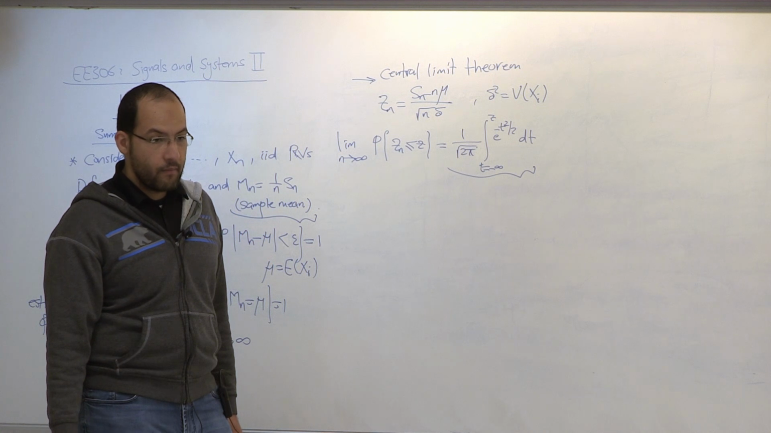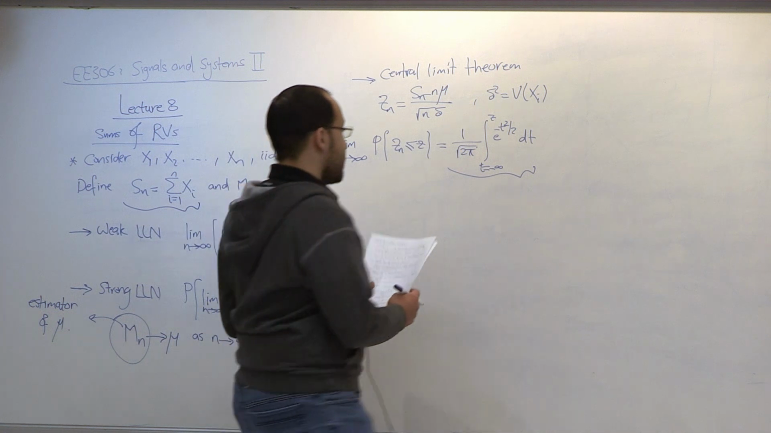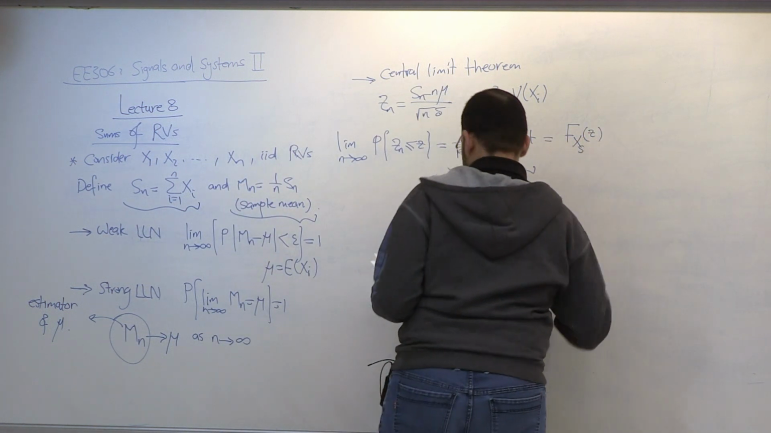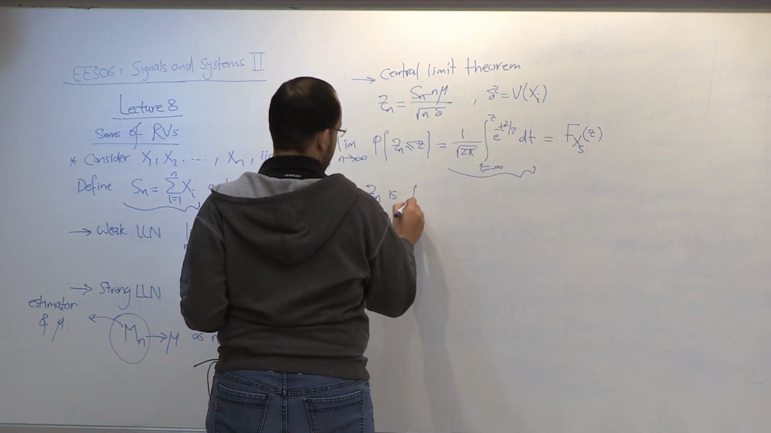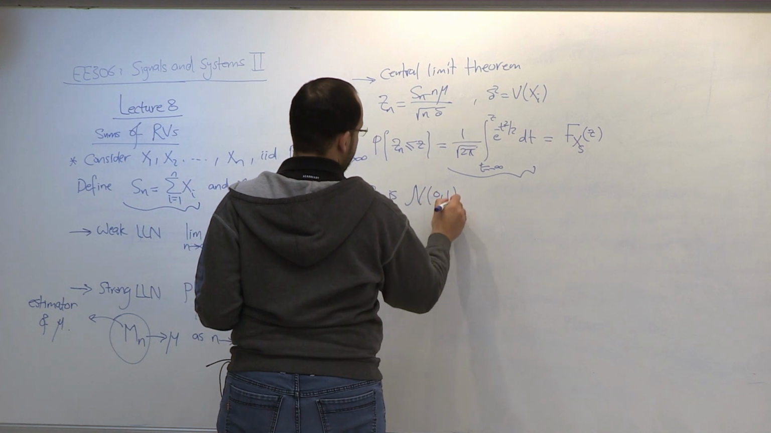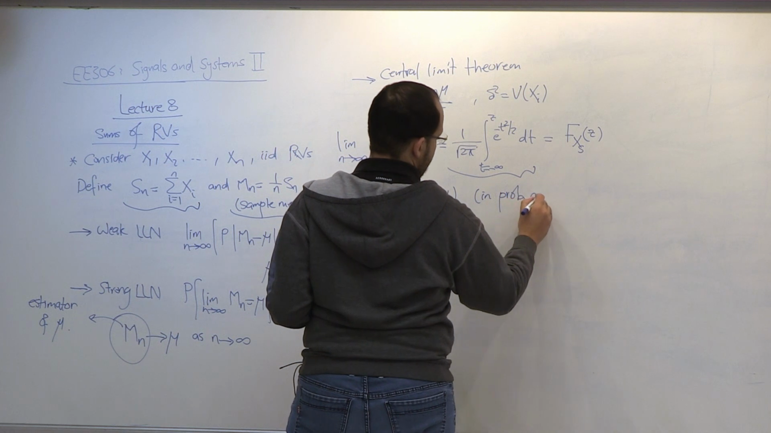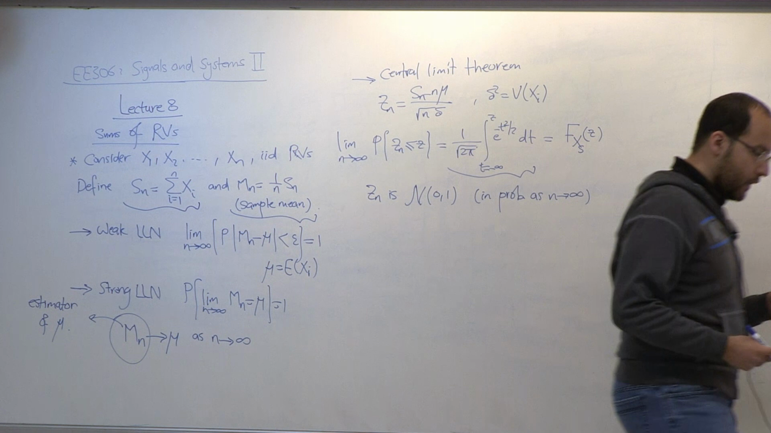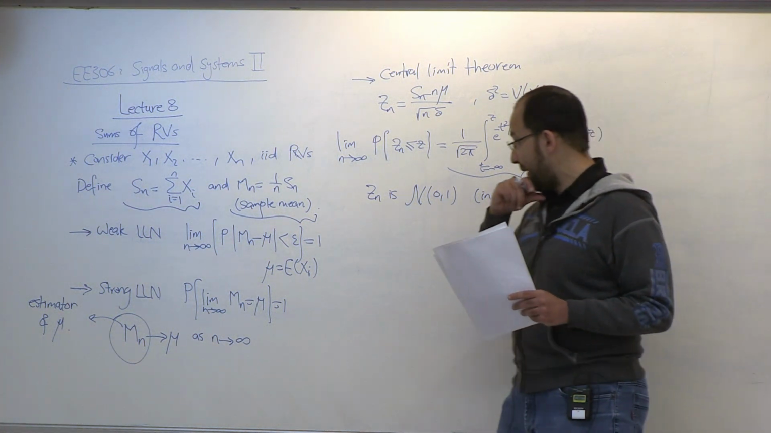Yeah, right? That is the CDF of a standard Gaussian, right? So this is F_X of z, and thus we can say that Zn is a standard Gaussian random variable in probability as n goes to infinity. Before we give examples, we got to stop in front of this a little bit because this is mind-boggling.